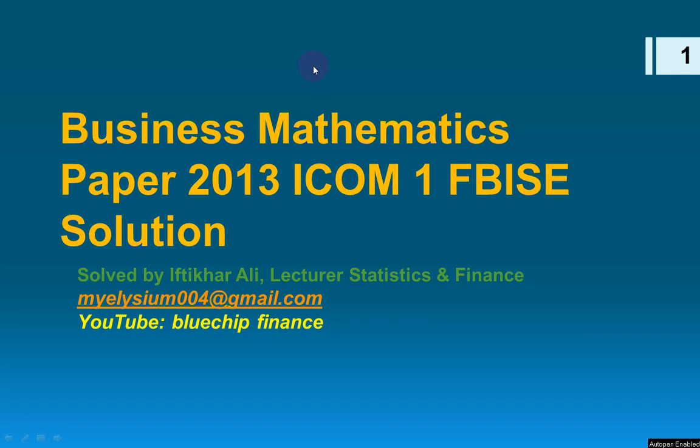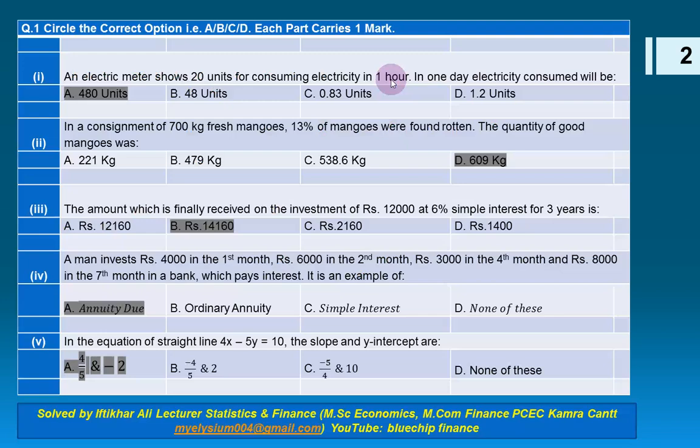Now here we are with the paper of Business Mathematics 2013 ICOM 1, Federal Board of Intermediate and Secondary Education. First question, circle the correct option A, B, C, D. Each part carries 1 mark.